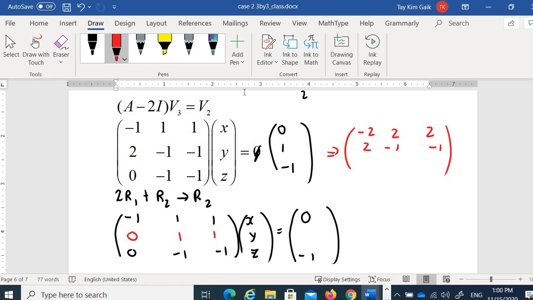And then for the right hand side, 2 times 0 is 0. Add that to row 2's value, which is 1, so you get negative 1 plus... 2 times row 1's value is 0, added up with row 2, you still have 1 like this.